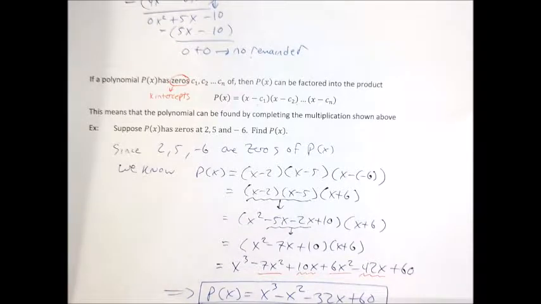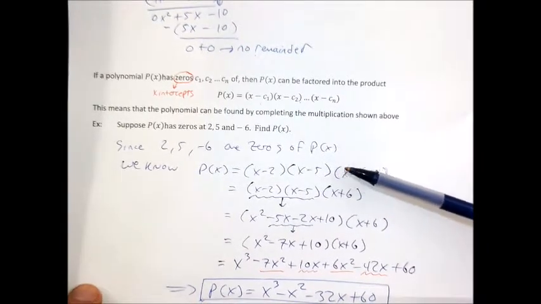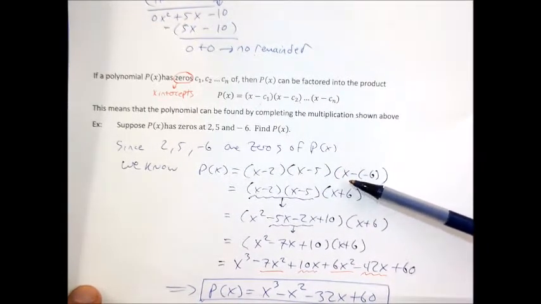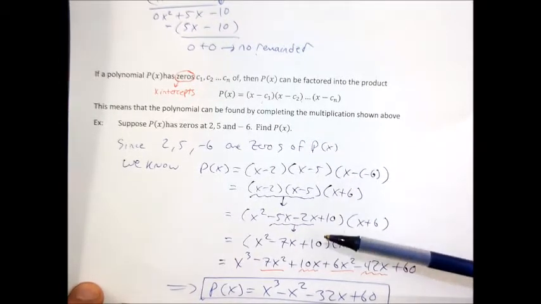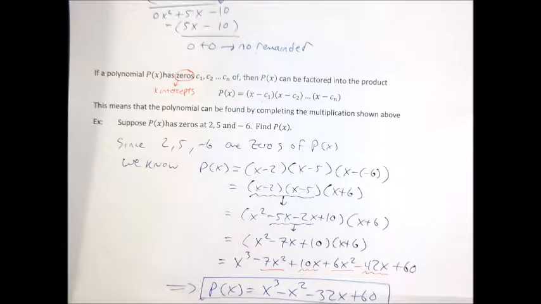So if we know the zeros using the factor theorem above, we can just write out the polynomial in factored form. This is its factored form. And if we want it unfactored, we just distribute. Any questions about that?